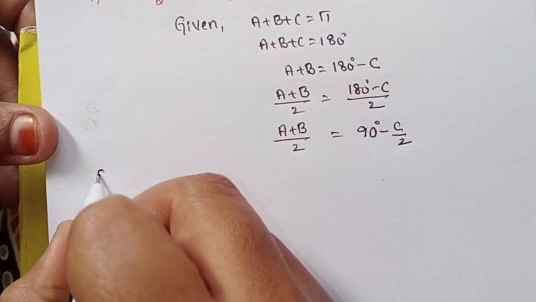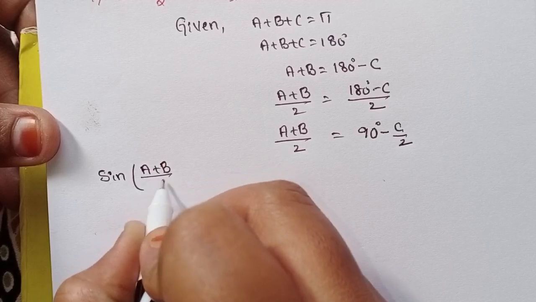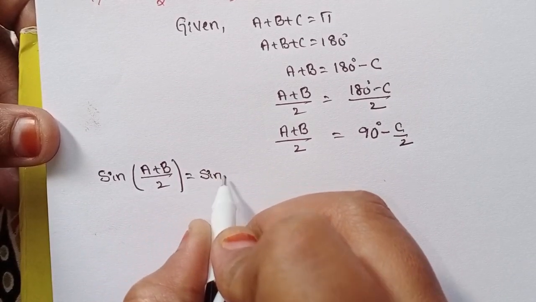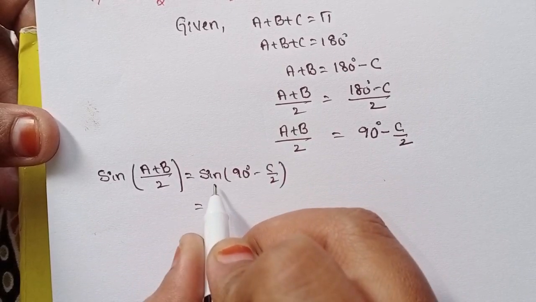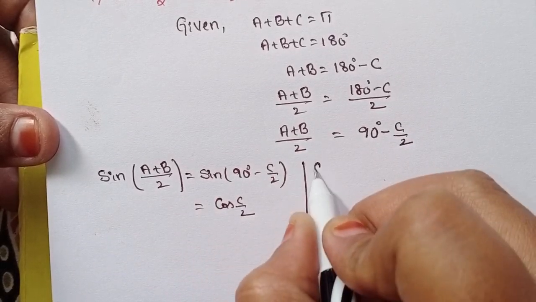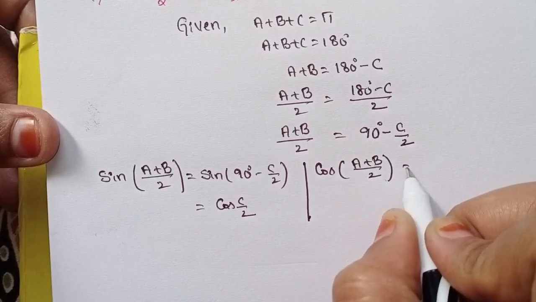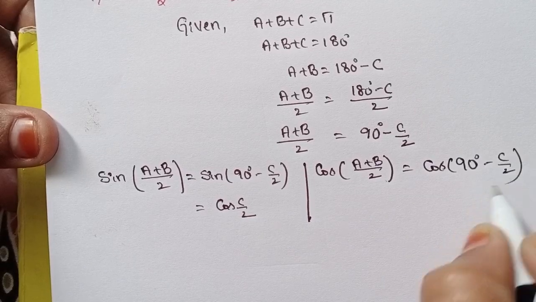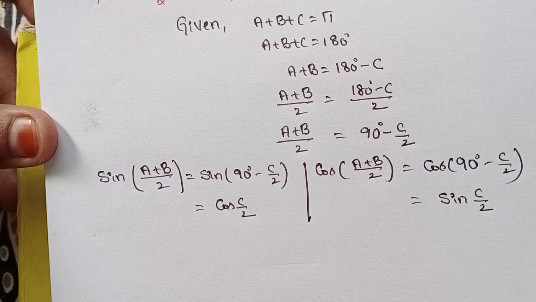Once you apply sin, another time you can take cos. Sin of A plus B by 2 equal to sin of 90 minus C by 2. Sin 90 minus theta is cos theta. Next, cos of A plus B by 2 equal to cos of 90 minus C by 2. That means sin C by 2.